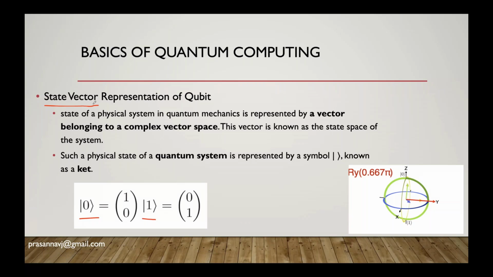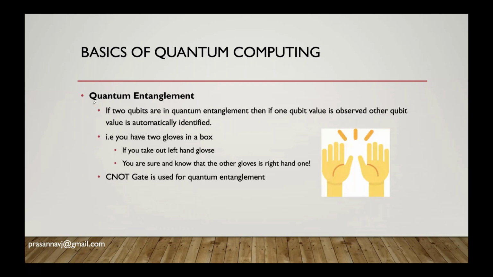Okay, so now the next important concept you should understand before we actually jump into the programming part is quantum entanglement. Quantum entanglement is actually a property of a qubit. What entanglement talks about is, if you have two qubits which are entangled together, if you read or measure one qubit value, you automatically know what would be the value of the other qubit.